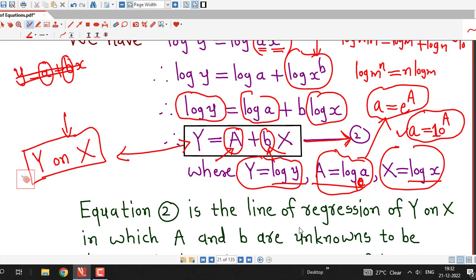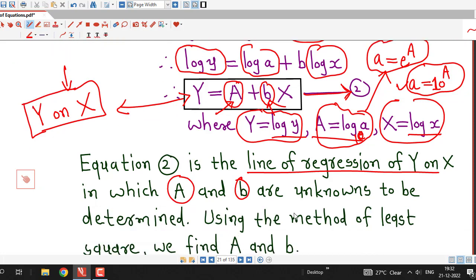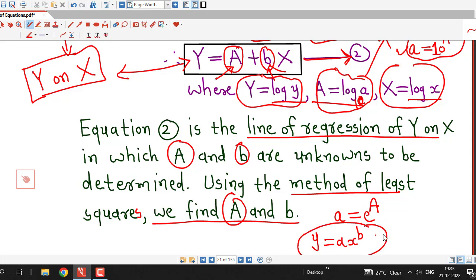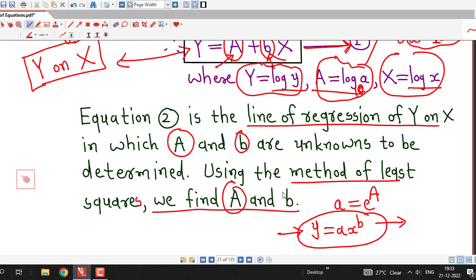So now equation 2 is the line of regression of y on x, in which capital A and b are unknown quantities, and that we can determine using the method of least squares, which we have discussed earlier. And once we are able to decide capital A and b, we can decide small a using this expression, and once we find out small a and small b, we can put their values in the original equation, and we can decide the required power function which is of best fit to the given data.